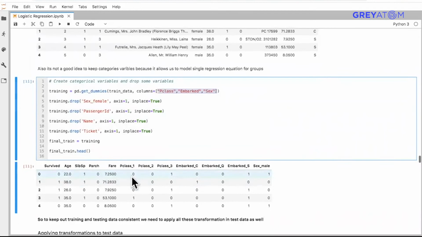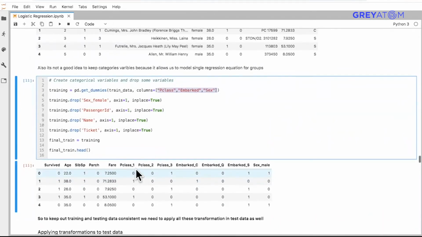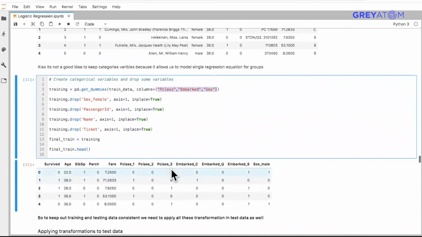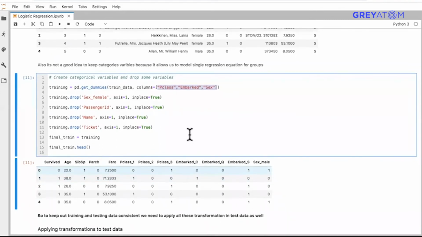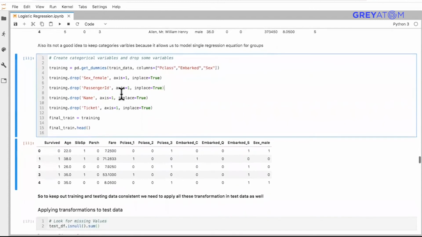So for pclass 1, if the pclass is 1, there would be a 1 here. If the pclass was 3, the 3 has 1 and both of the others have 0. And if someone embarked at Southampton, it would have 1 and both of the others would have 0. So I'm just getting dummies for these three variables.